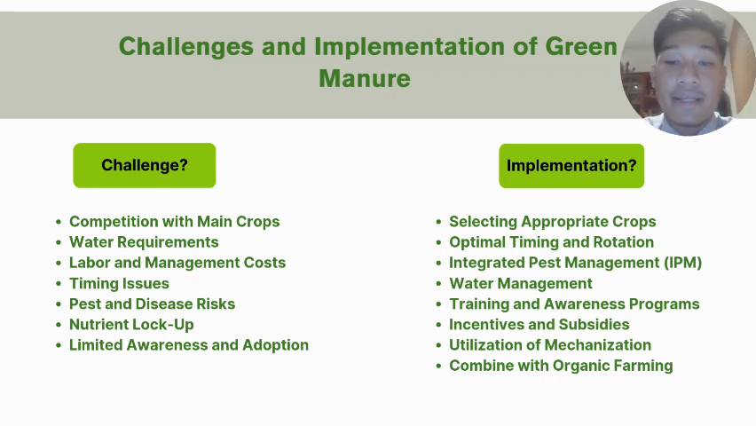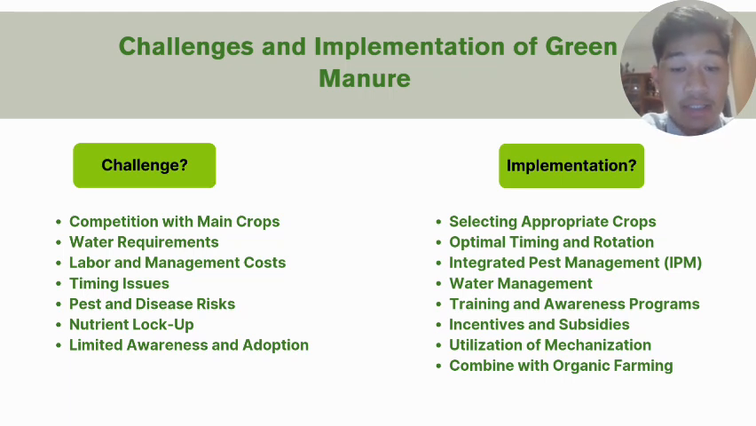Next, I'm going to explain is the implementation of green manures. The first is selecting appropriate crops. By selecting the appropriate crops, which can suit the local climate, soil type, and cropping system. For example, legume like clover and cowpea fix nitrogen in the soil, while fast-growing grasses like rye can improve the organic matter.